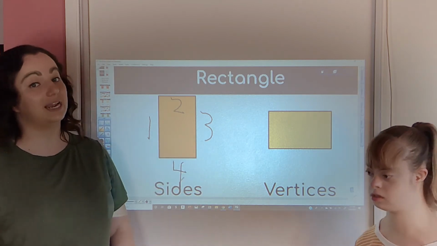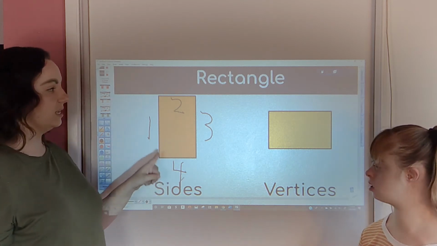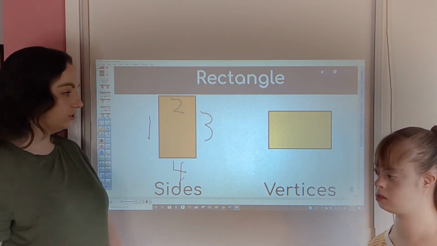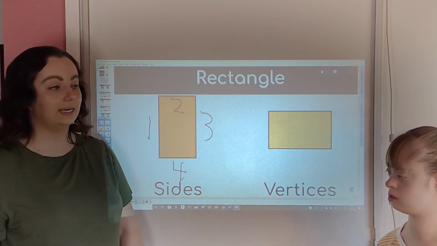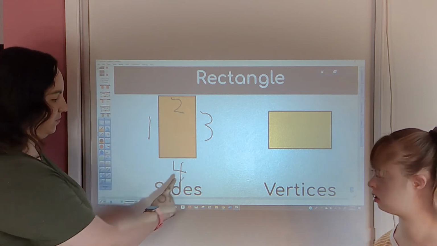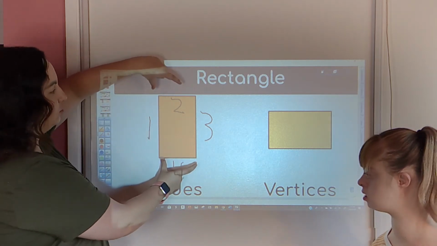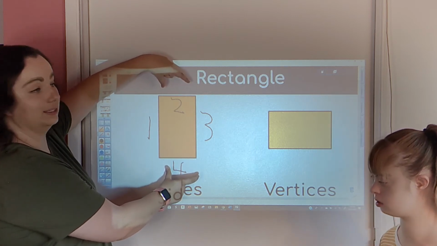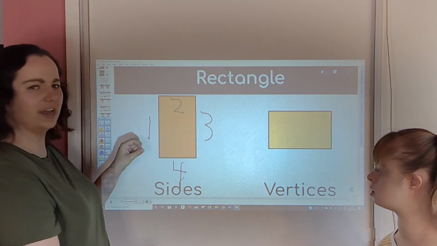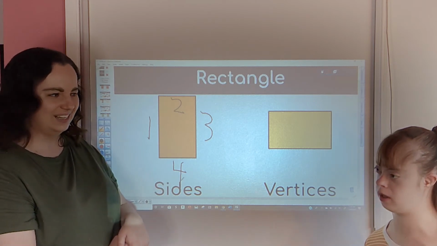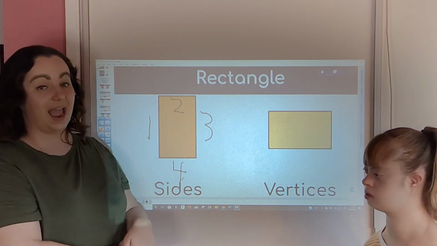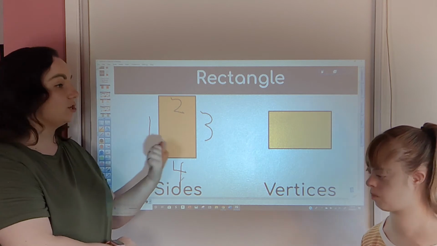What we're learning about rectangles today is that a rectangle, even though it also has four sides like a square, when we identify rectangles, it's when two sides are different lengths, okay? Meaning, if you look at side 2 and 4, those are the same length, the same size. But then, sides 1 and 3, are those the same measurement as sides 2 and 4? No, they're taller. That means it's a different size.